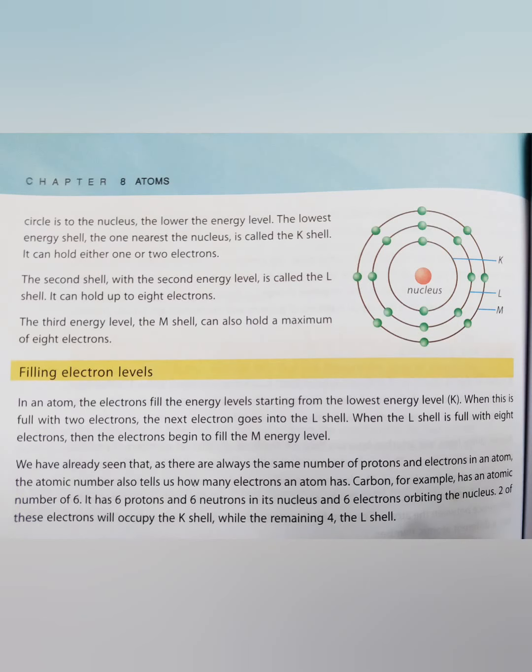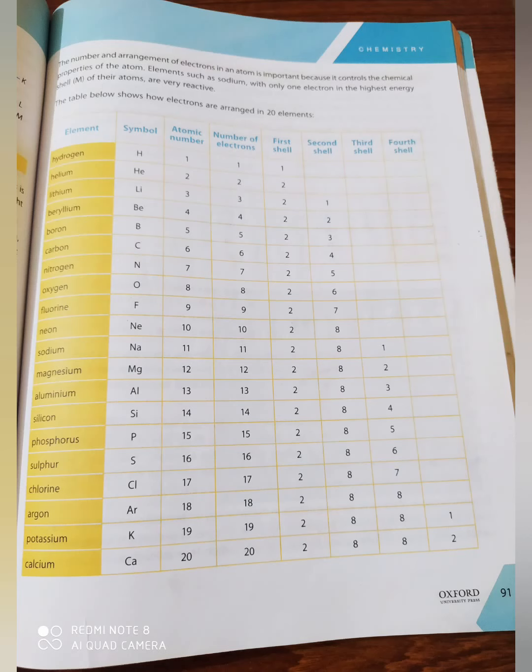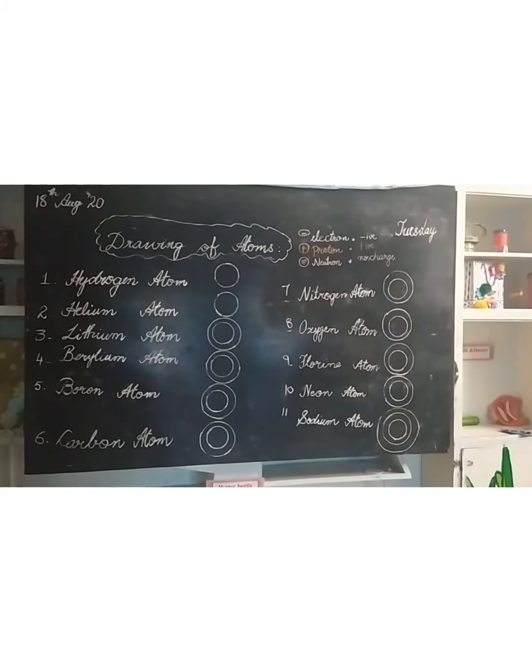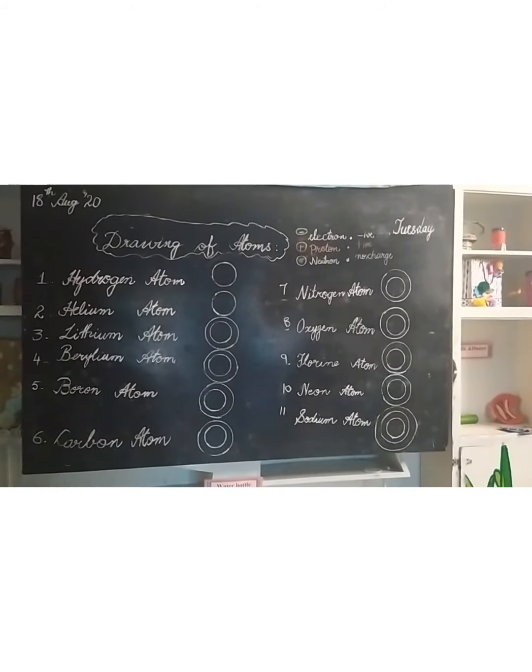You can draw atoms like this. First you should draw the shells so that you can do that well. Ready your journals? Draw first 11 atoms like this. These are the shells which are drawn first.